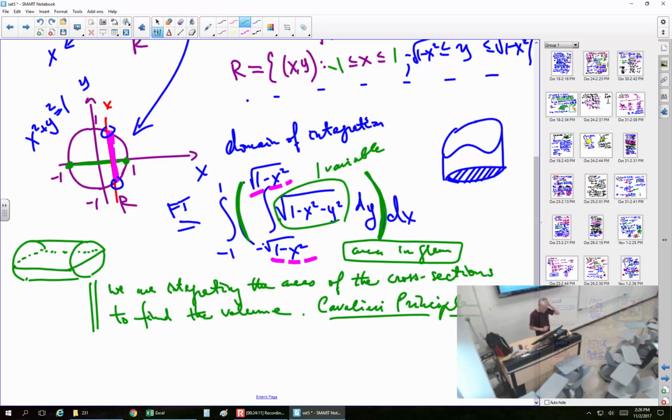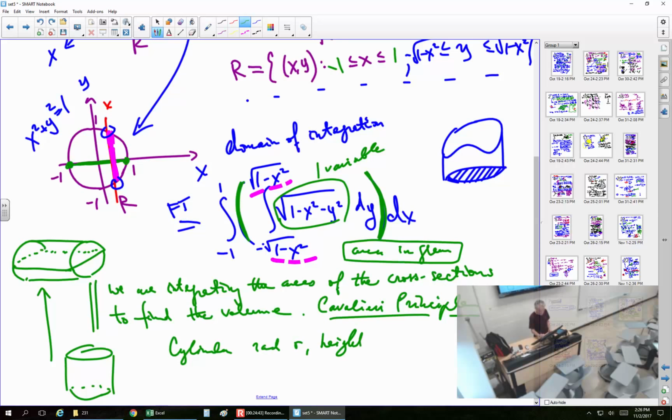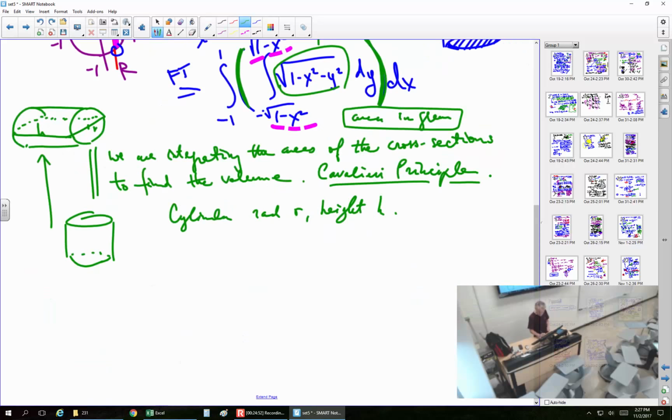Incidentally, since it came up, you can tell from the Cavalieri principle what is the volume of a cylinder of radius r. In case you don't remember the answer, it's very easy to recover from the Cavalieri principle. So, a cylinder of radius r, height h. Okay, so this is h, and the radius is r. It's just a snap computation.